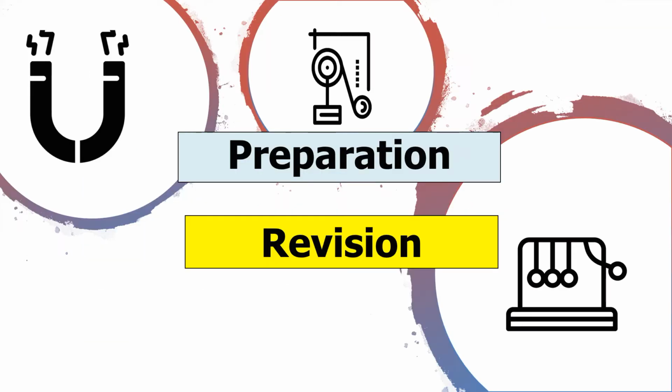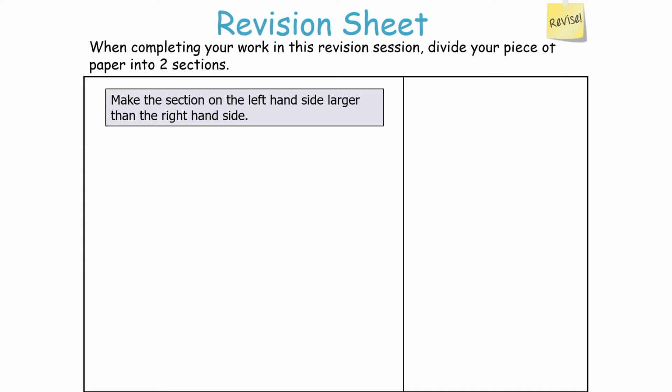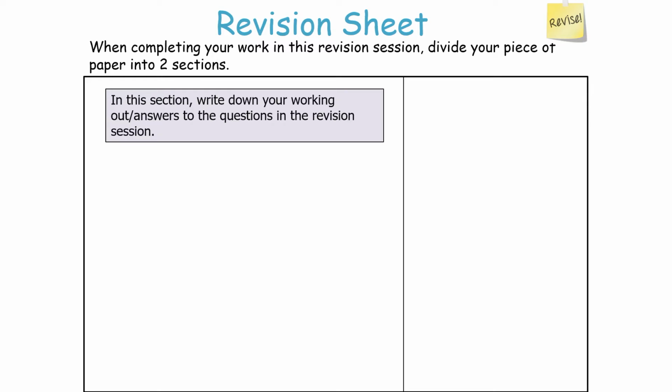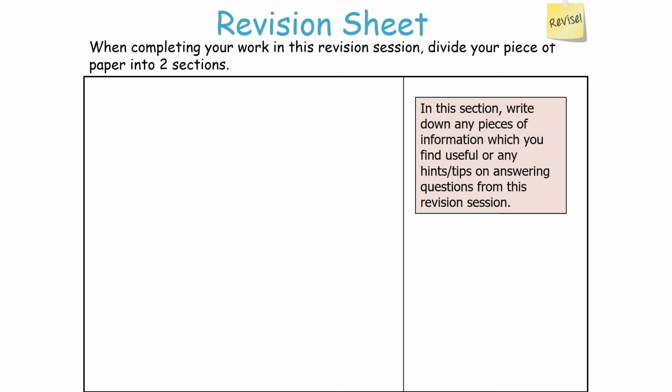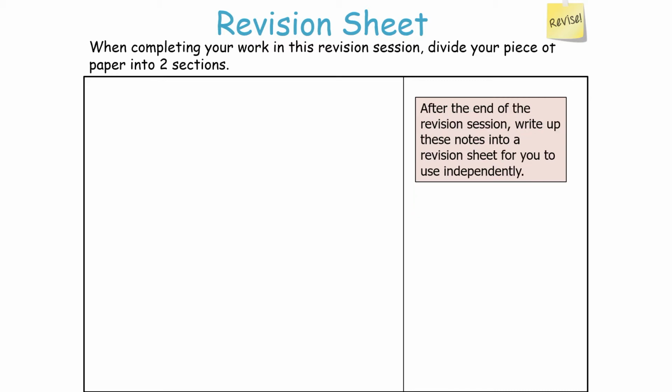So how should you carry out this revision session? Well, when completing your work in this revision session, divide your piece of paper into two sections. Make the section on the left hand side larger than the right hand side, and on this left hand side write down any working out or answers to the questions in the revision session. And when you're doing this, make sure you write out in full sentences and show your full working out, whilst in the right hand side section write down any pieces of information you find useful or any hints and tips on answering questions from this revision session. And at the end of the revision session, write up these notes into a revision sheet for you to use independently.